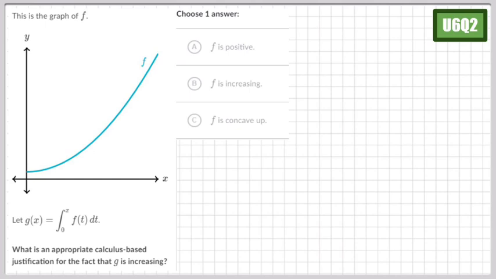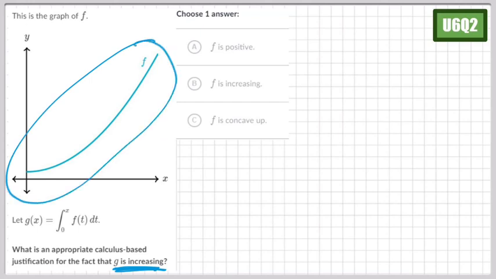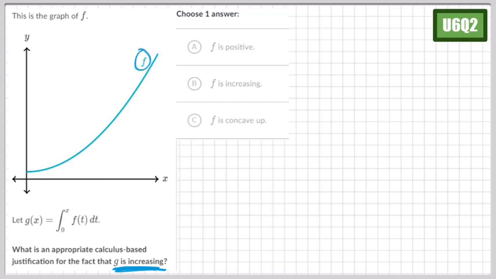Okay, so if I wanted to give a justification as to why g is increasing. Now, is this g right here? No, that's f. This is f. Okay, that's very important. What is g? G is whatever the area is under the curve between 0 and whatever x might be. I don't know what x is, so that's like an arbitrary spot right there. Okay, now I know that g is increasing.